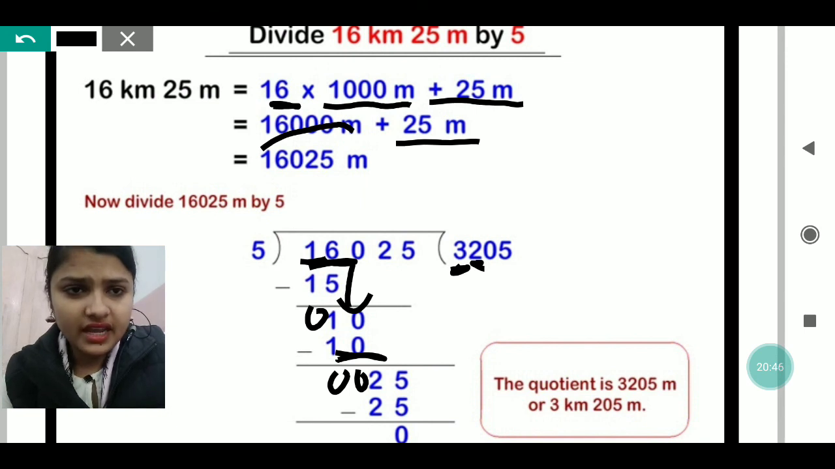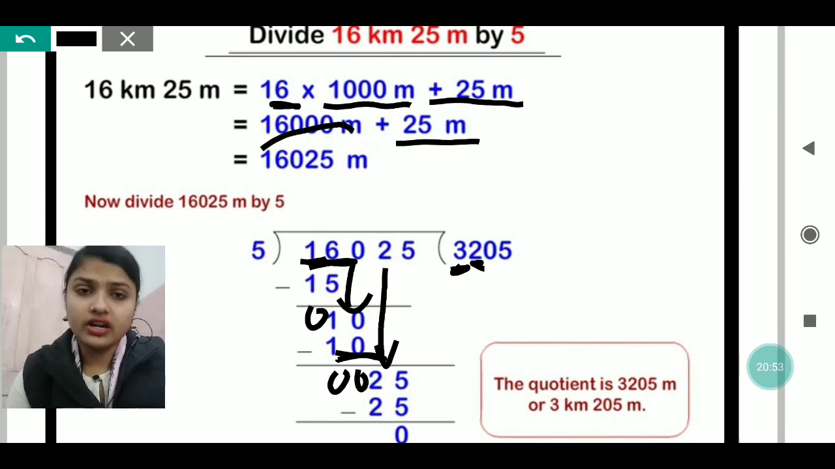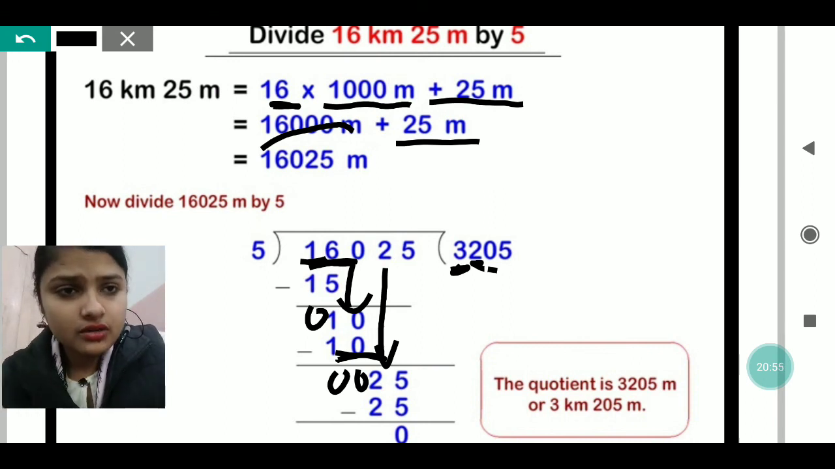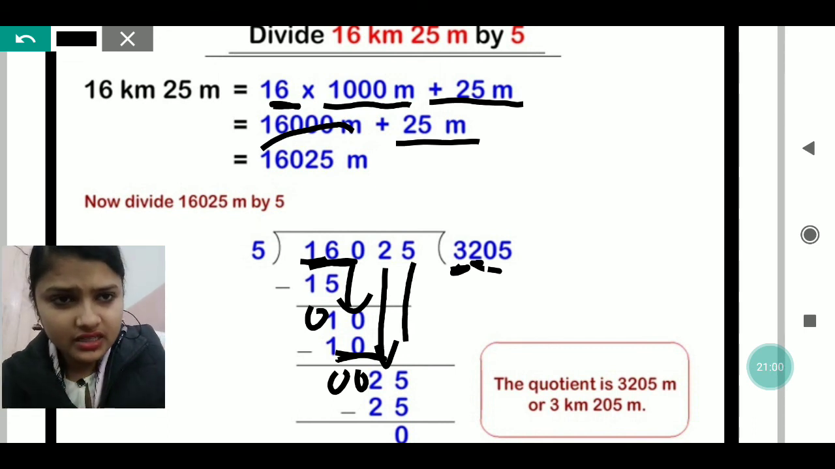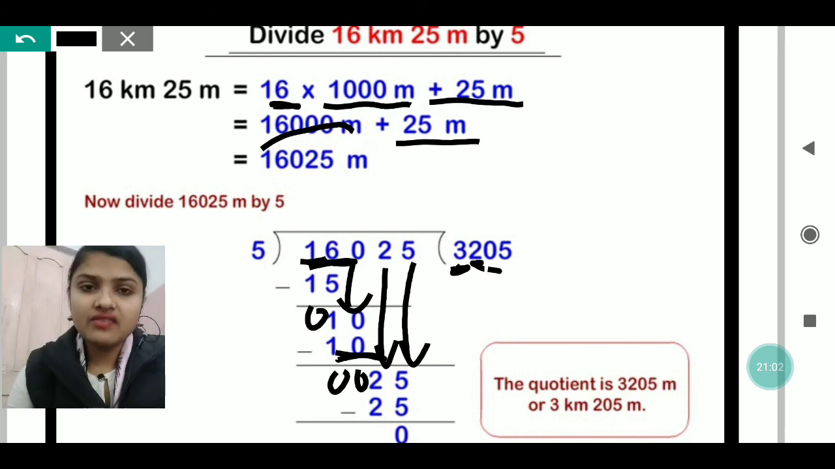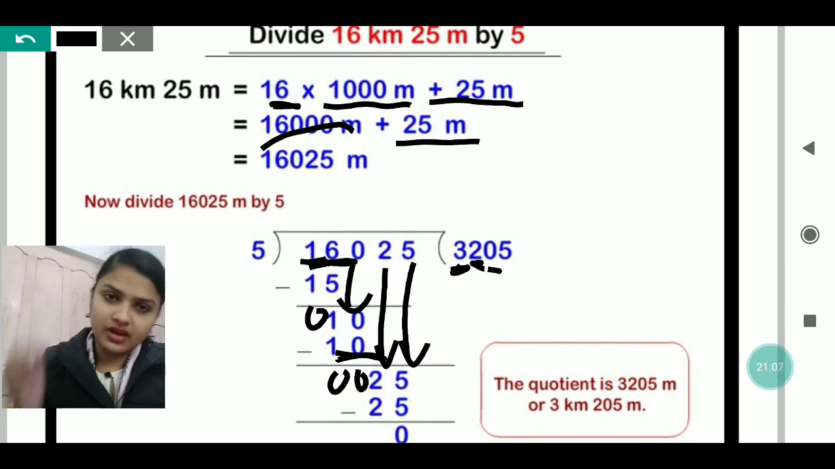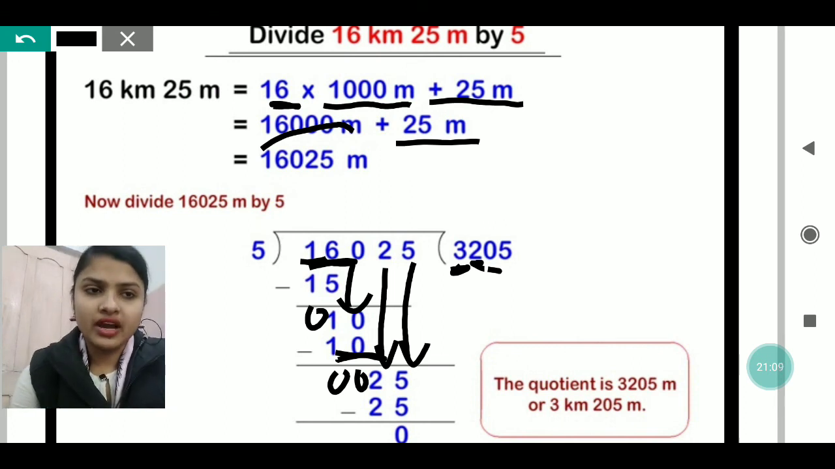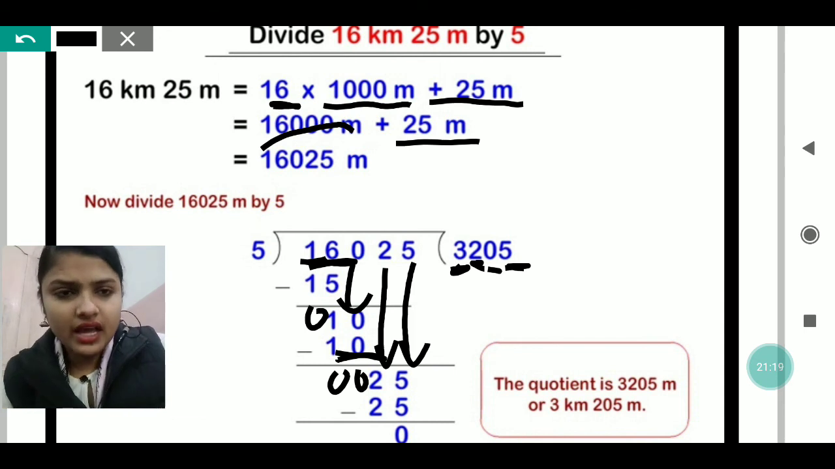Now another digit we will take down, that is 2. When we take down 2, is this 2 divisible by 5? No, it is not divisible. That is why we put 0 here. After that, for dividing that 2, we have to take another digit down. 25 is left, so when we take down 5, this 2 has become 25. Now, is 25 in the table of 5? Yes, 25 comes in 5 times. So we will write 5 in the quotient column and 25 just below 25, and we will subtract.